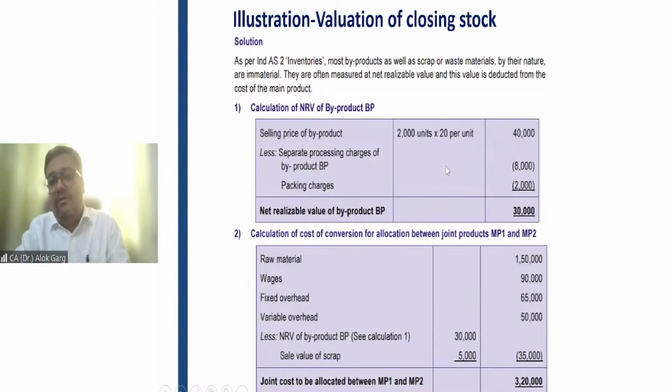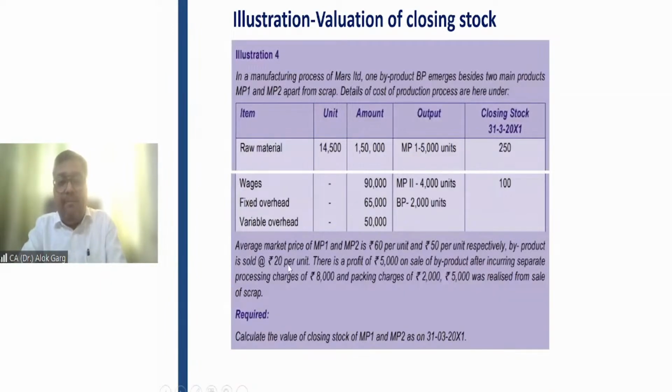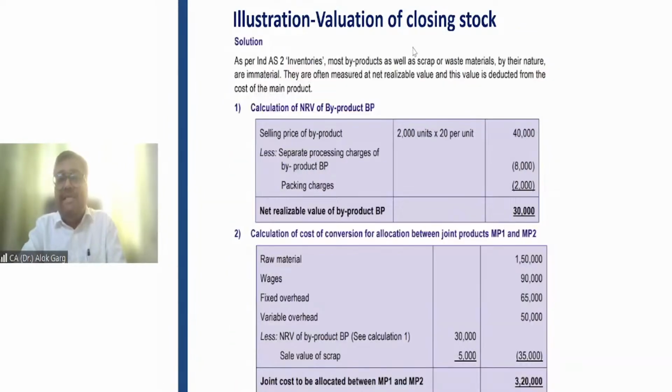First of all, you remember we need to compute the selling price of the byproduct. I mean to say NRV of the byproduct, net realizable value of the byproduct, right? Because that net realizable value has to be deducted from the cost of the production. This byproduct is sold at 20 rupees per unit and the 2,000 units are there. Selling price: 2,000 units multiplied by 20 rupees per unit, 40,000. I am able to sell this byproduct at 40,000 rupees.